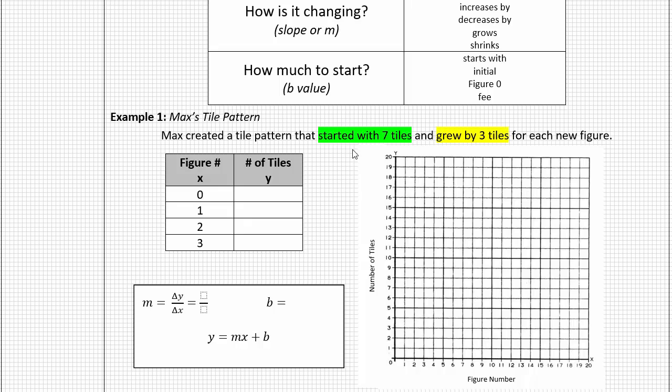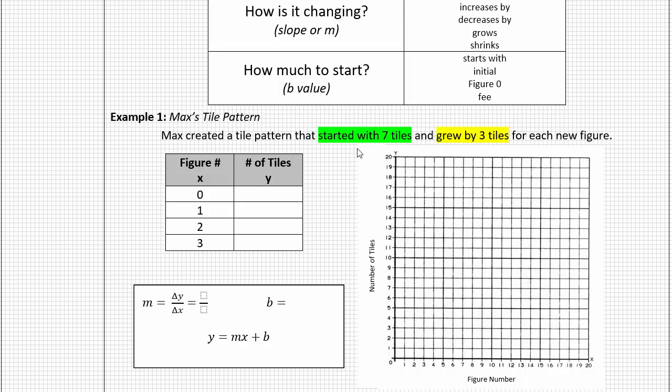Alright, maybe you noticed the same thing I did. I highlighted here in green, and I'll continue to do that in this example. So I saw right here it said starts with, or started in the past tense. So it started with 7 tiles. It grew by 3 tiles. So already when I'm reading this and looking for those words, I'm trying to imagine or picture in my mind what that looks like.